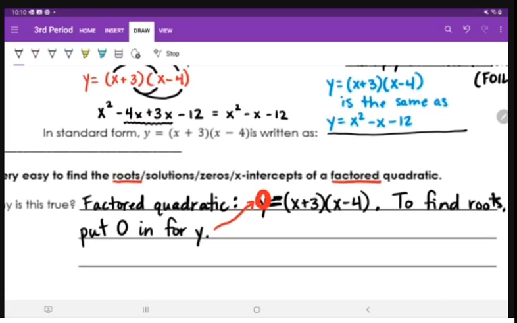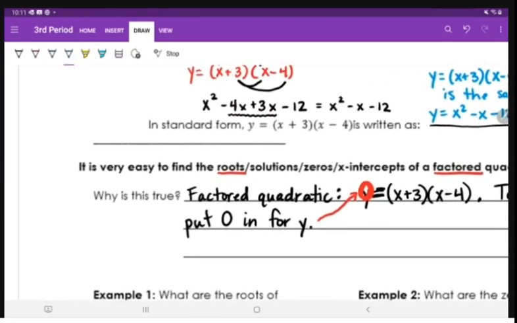Now I need you guys to think about this for a minute. I have two things being multiplied together, x plus 3 times x minus 4. We don't need to think about these as x's and 3's and 4's right now. Let's just think about them as two things being multiplied together. Don't write this down, but we have something being multiplied to something else, and it's equal to 0. What do we know about these two things that are being multiplied together? What's the only way that they could possibly be equal to 0? Any thoughts?